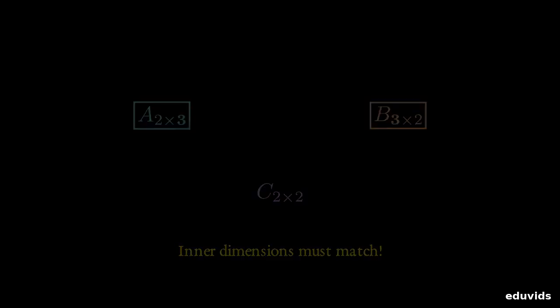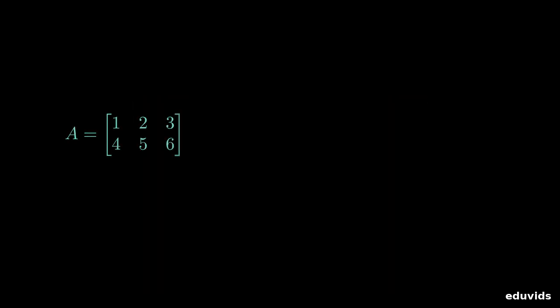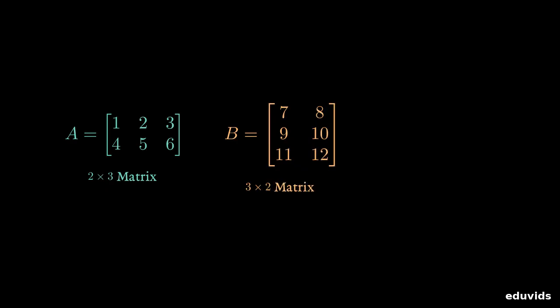Let us walk through a concrete example. Matrix A has a top row of 1, 2, 3 and a bottom row of 4, 5, 6. Matrix B has a left column of 7, 9, 11 and a right column of 8, 10, 12. We want to find the result, matrix C, which will be a 2 by 2 matrix.